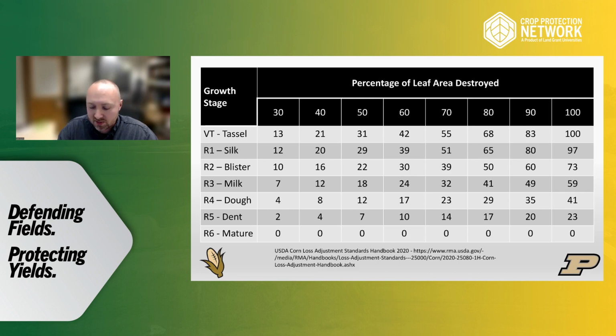This is a similar table to what I showed before, looking at percent leaf area destroyed and growth stage on the left-hand side. Again, this is from the USDA Corn Loss Adjustment Standards Handbook 2020. You can see that leaf defoliation yield loss at this point is way more significant than at the younger vegetative growth stages. At VT tassel, if we have 100% leaf area destroyed, that's going to result in 100% yield loss. But that total yield loss caused by 100% leaf area damage does decrease as we move towards maturity.